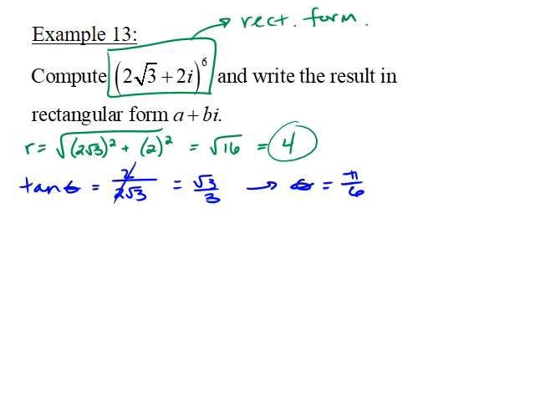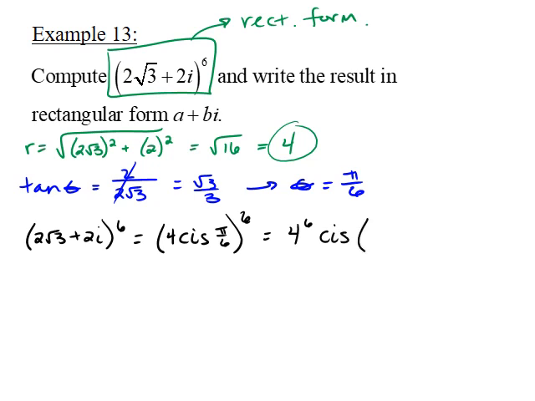Okay, so we know that in rectangular form, we have (2 root 3 plus 2i) to the 6th. This is equivalent to (4 cis pi over 6) in polar form, raised to the power of 6. Applying de Moivre's theorem, this is equal to 4 to the 6th times cis of 6 times pi over 6.